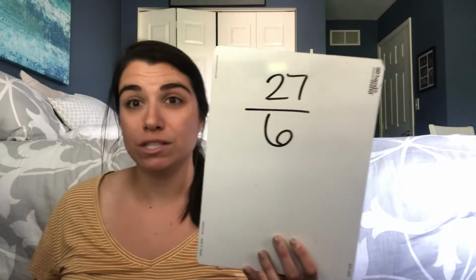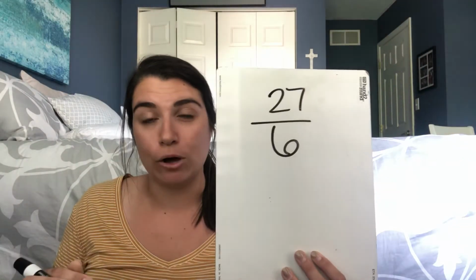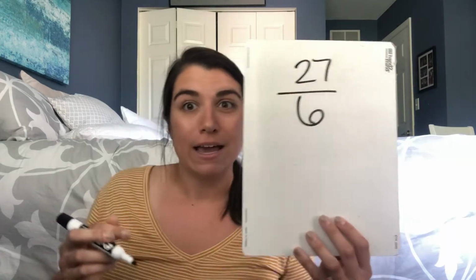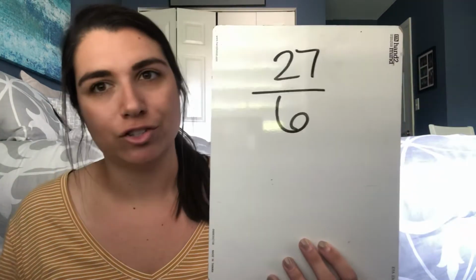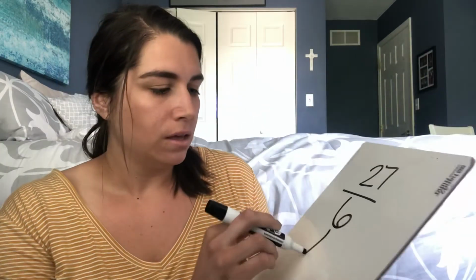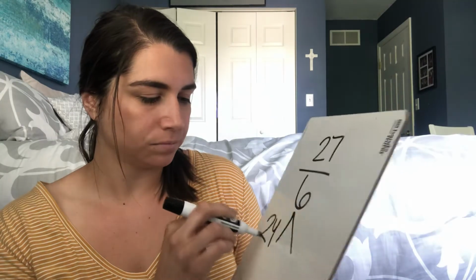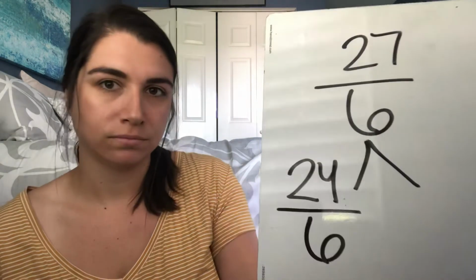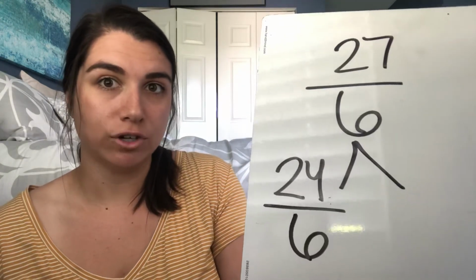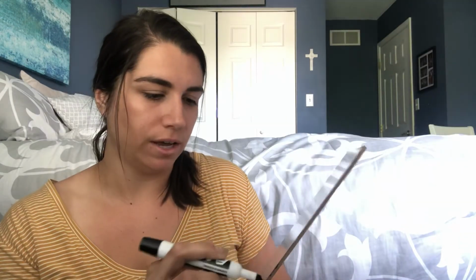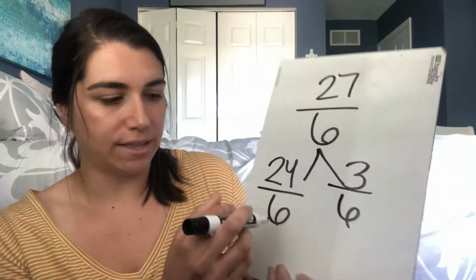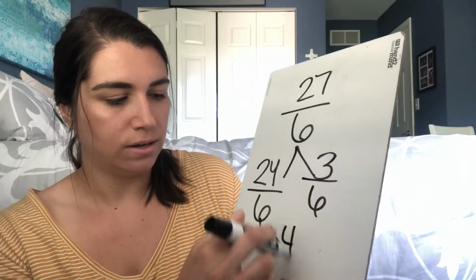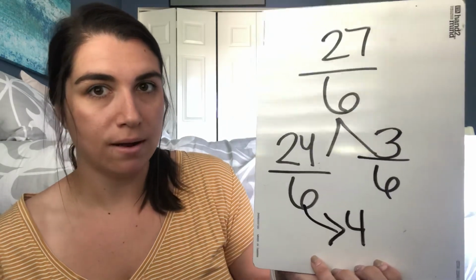All right, and so for this one, I'm going to think what times 6 gets me closest to 27 without going over, and I know that's going to be 6 times 4, because 6 times 5 is 30, so we don't want to go over. So 6 times 4 is 24 sixths. And then what's left over, 27 minus 24, is 3 sixths.